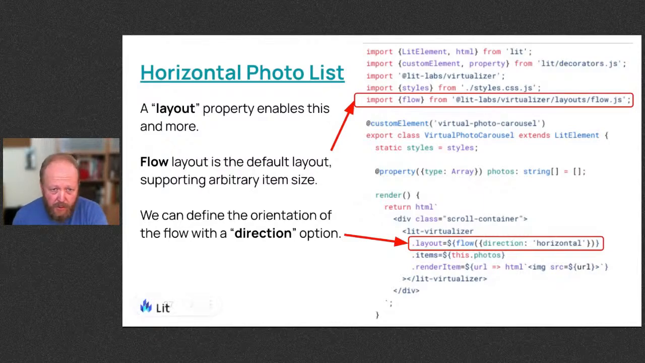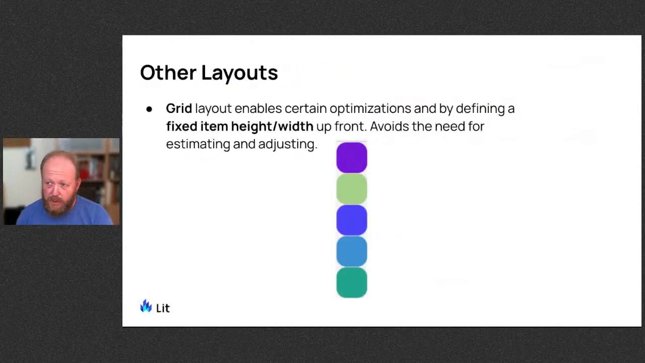In addition to changes, configurations for flow layout, we support other layouts. There's a notion of a grid layout. The idea being, instead of having to estimate and figure out how big your child nodes are going to be and adjusting over time, you could just establish up front a fixed item height and width, and then you can avoid all those additional calculations and churn.